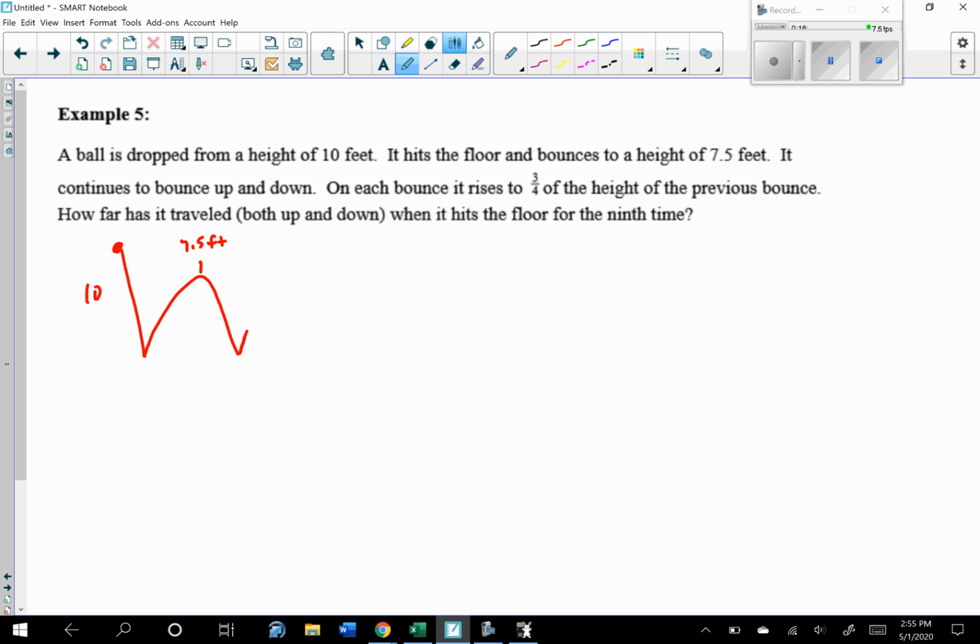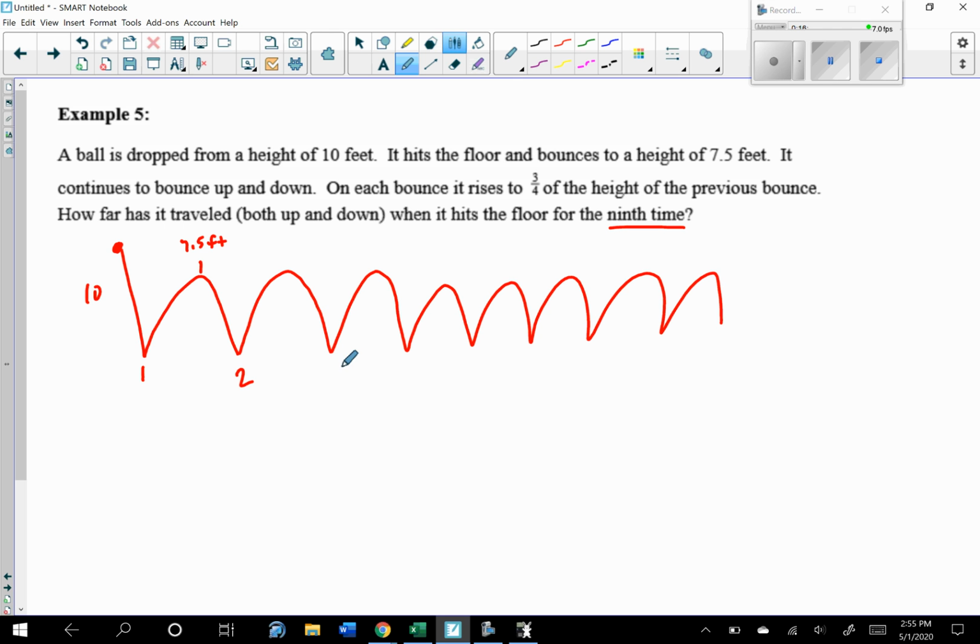And so then it's going to keep on going, and it's asking for when it hits the floor for the ninth time. So this would be the first time it hits the floor, and the second time it hits the floor, so that would be one bounce. So then we have 1, 2, 3, 4, 5, 6, 7, 8, 9. And this whole thing right here is one bounce. This would be 2, 3, 4, 5, 6, 7, 8. So 8 total bounces, or you could say that you can look at the number of times it goes down versus up. So a couple different ways. So let's look at this in terms of the total number of bounces first.